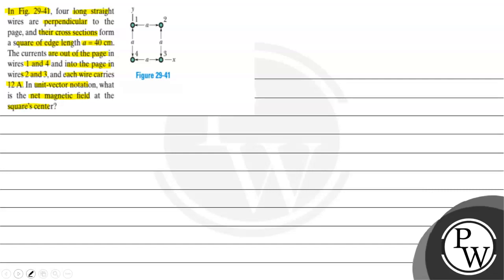So we have to find the net magnetic field at the square center. Let us name that point as O. Now let us first revise the key concept behind this question. The key concept is the magnetic field at a point away from long straight wires. Okay, so these are long straight wires.